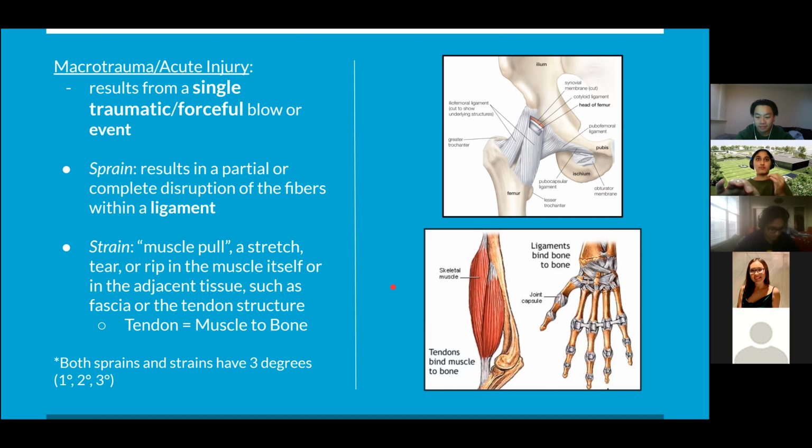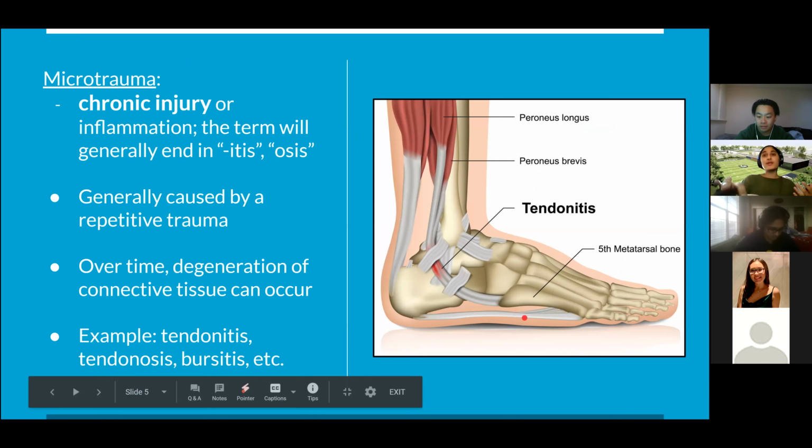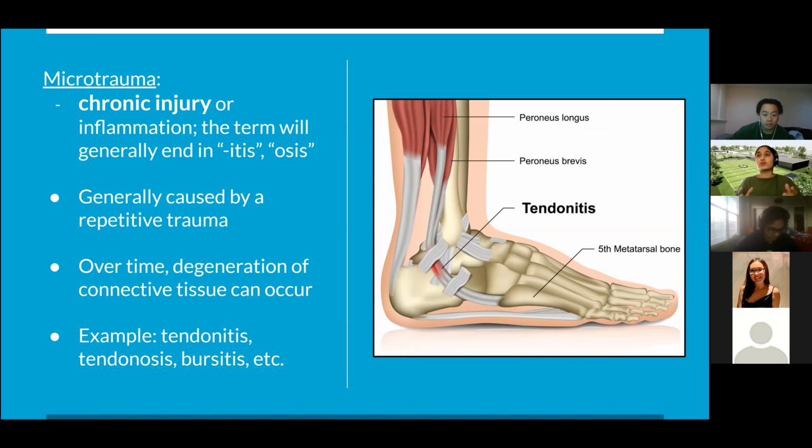So, a single traumatic forceful blow. The next one that we have, people don't really think about this when we say the word injury, but is microtrauma, right? Microtrauma is a chronic injury or inflammation. How microtrauma injuries work is they develop over time, and they're due to some sort of repetitive trauma to the tissue. So typically, for example, let's say you have a baseball player.